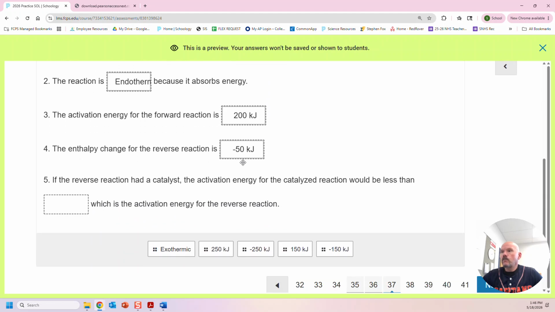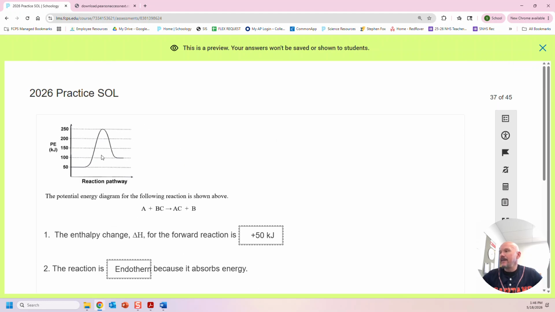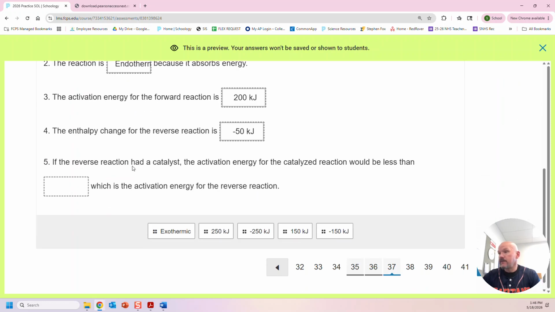And then if the reverse reaction had a catalyst, the activation energy for the catalyzed reaction would be less than what? Basically it's asking what is the activation energy of the reverse reaction. Remember, for the reverse reaction, these are the reactants. So the top of the hill to the reactants would be 250 minus 100. So 150 is the activation energy of the reverse reaction. But if you add a catalyst, remember what a catalyst does is lower the activation energy. So it would be lower than 150.